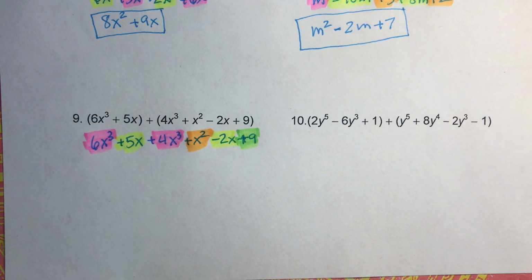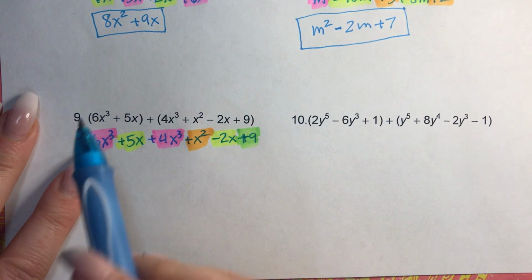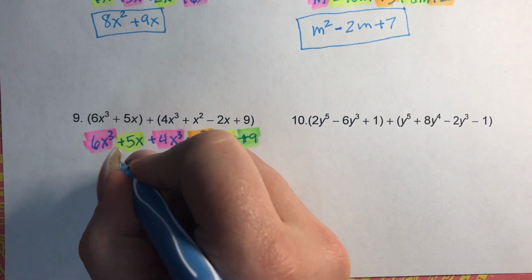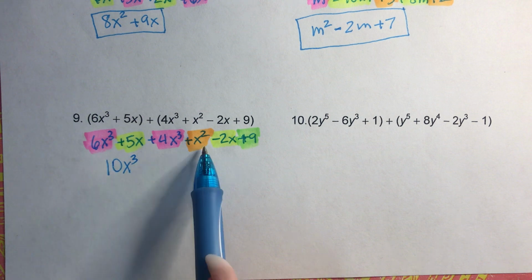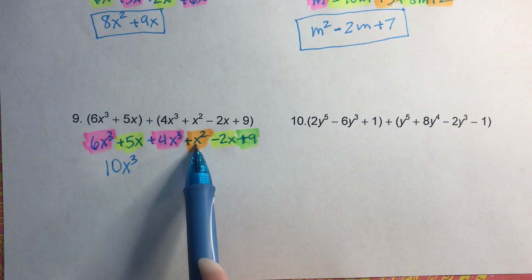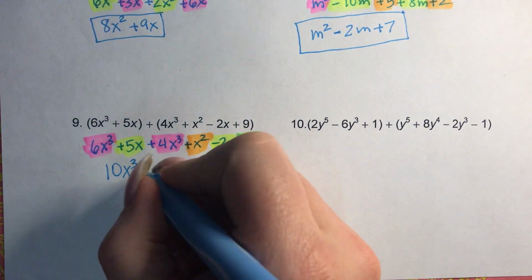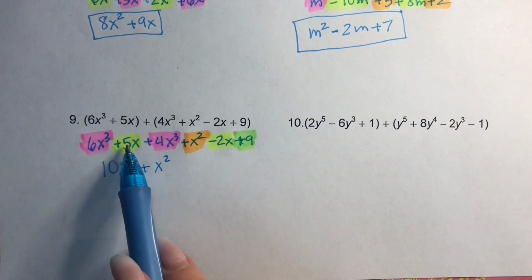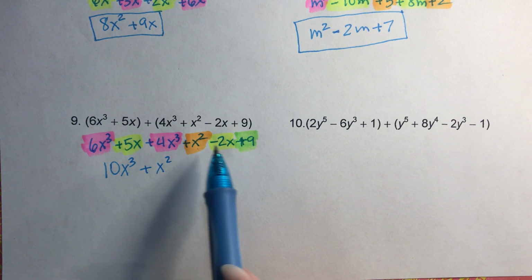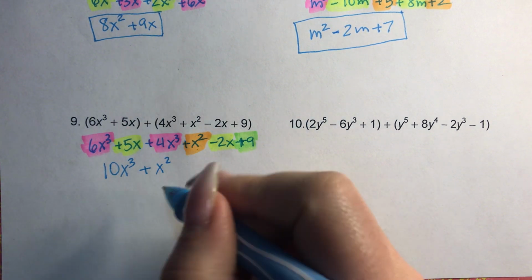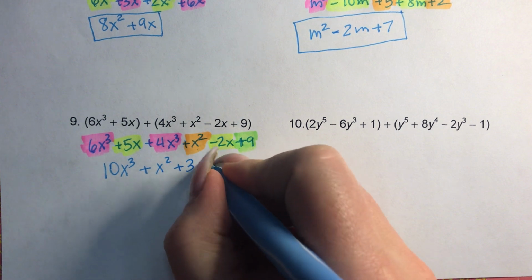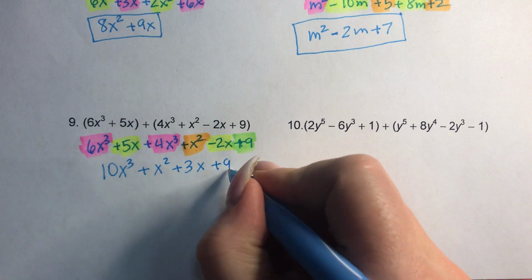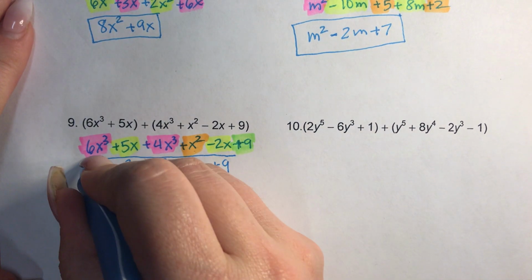Okay, so let's just start with the highest degree, which would be that x cubed. So that's 6 plus 4, which is 10x cubed. And then we go to the next one, which would be x squared, but there's nothing else besides that one, so we just rewrite that as positive. And then we go down to the ones that are degree 1, which would be 5x minus 2x. So it's basically just 5 minus 2, which is 3, and it's a positive 3x. And then lastly, that constant, which is just plus 9. And yeah, that's it. That's how you add polynomials.